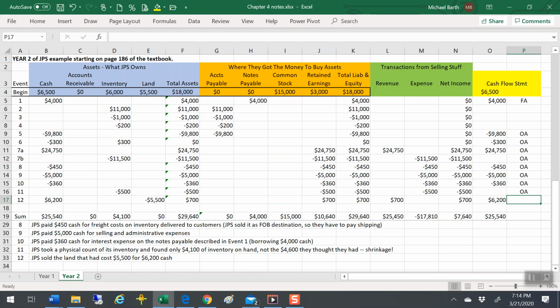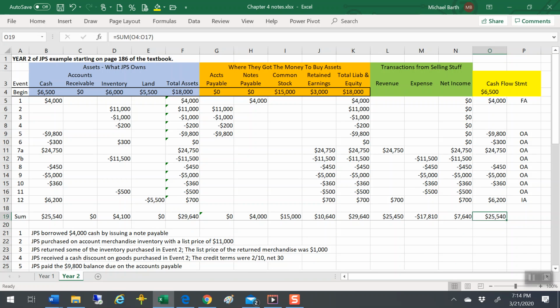And then this last one, selling off the land. The selling off the land is a grand total of $6,200, and that's from an investing activity. All right, so if we take the grand sum total here of all these changes plus what we started with, I ought to end up with what's in the checking account, 25,540, 25,540. Okay, so my cash flow balances out.